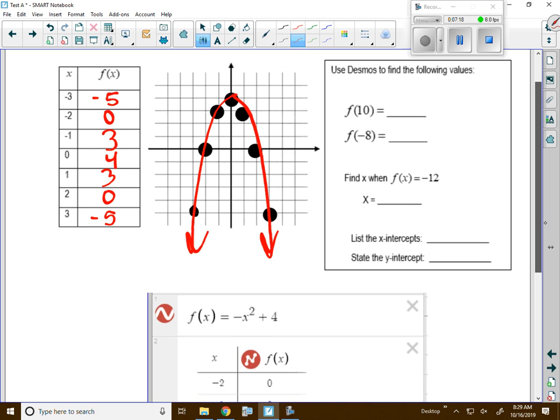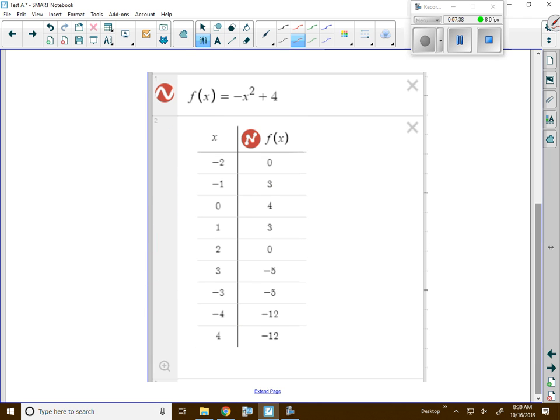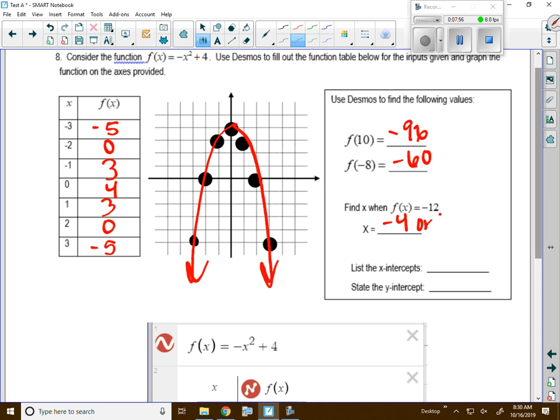The only other thing is here, f of 10 and f of -8. How could I get those? Put it into Desmos. Okay, remind me what they were. Was it -76 or -96? Yeah, -60. Okay, and then it says find x when y is -12. So go down to where y is -12. Now, some of you may have found that there were 2 answers here. Why are there 2 answers? Because it goes like this. Yes, it goes like that. So there's going to be doubles sometimes, and that's okay. So if you gave me -4 or 4, that was totally fine on that. If you give me both, I'll accept both.